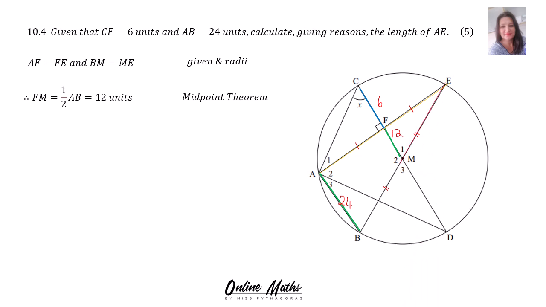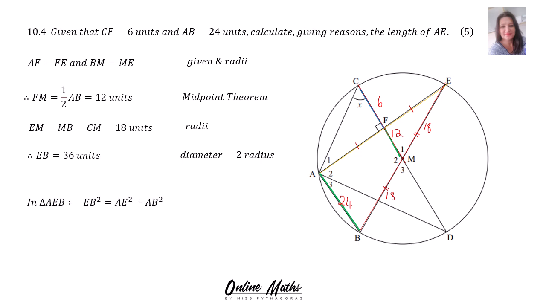Furthermore, can you see EM, MB, and CM? They are radii of that circle, and therefore they are 18 units, because if you look at CM, it's that 12 plus 6, 18. Therefore, we can say that the whole of EB is then 36 units, because that one is 18 and MB is 18, and 18 and 18 is 36.